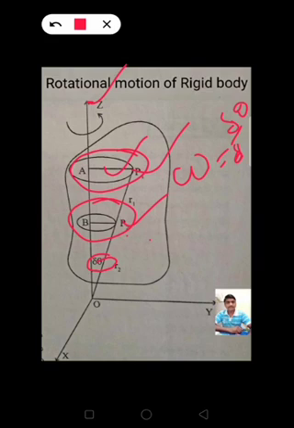From this, you can write in simple words, omega is equal to d theta by dt. So here angular velocity is a virtual vector. It does not obey the addition and associative properties of vectors.